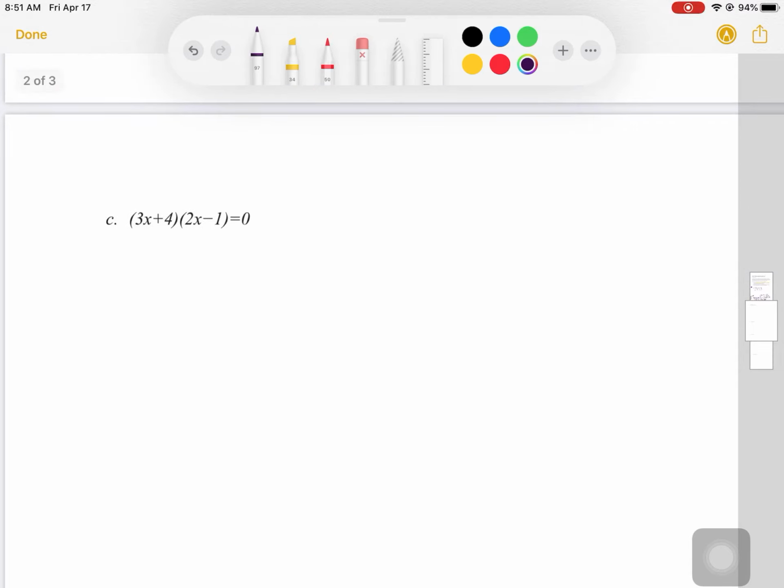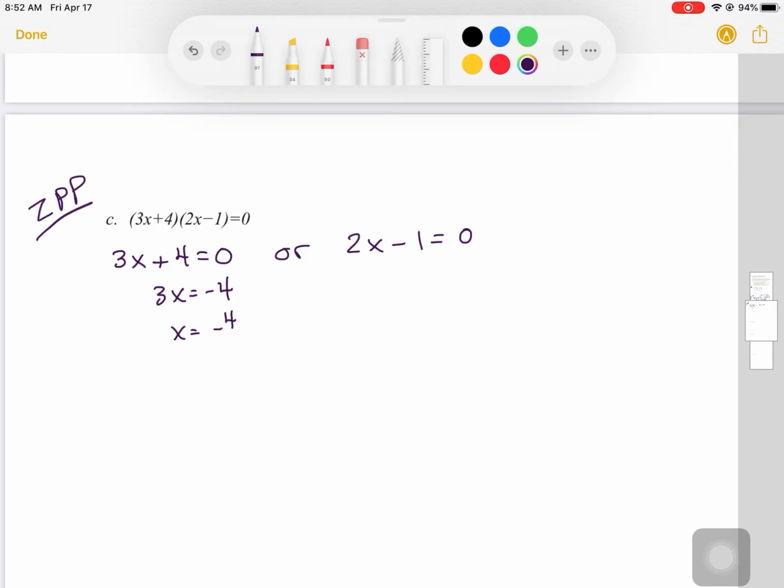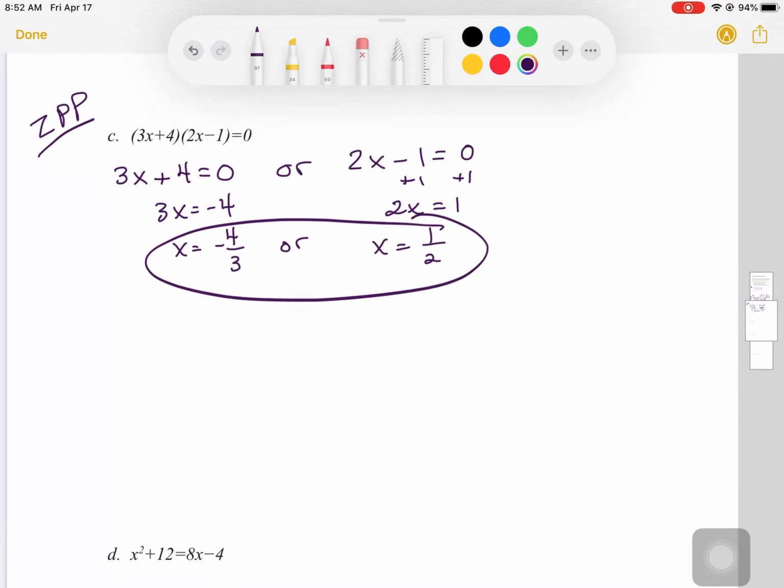The third one, hopefully everybody put zero product property, because anytime it's set up in factored form already, especially set equal to 0, then this is a situation where all you have to do is set the two different parentheses equal to 0 and solve. And we have our two solutions. Definitely a zero product property one.